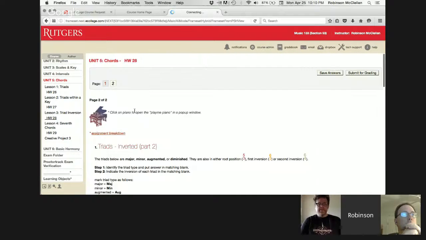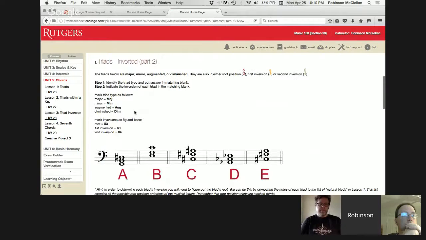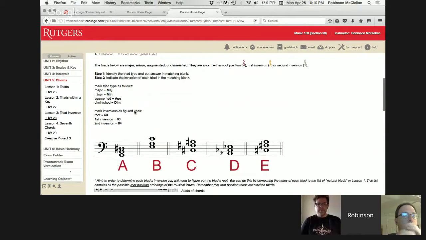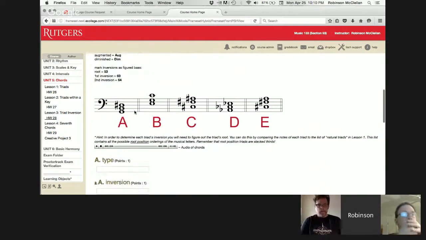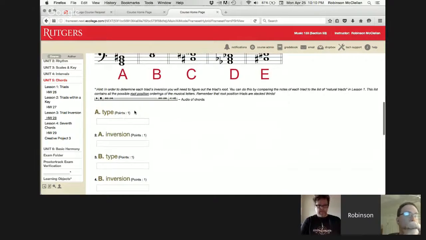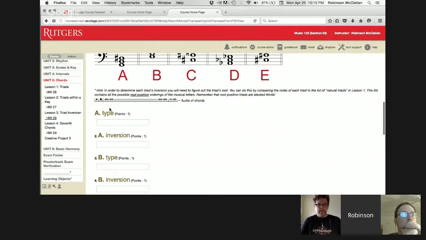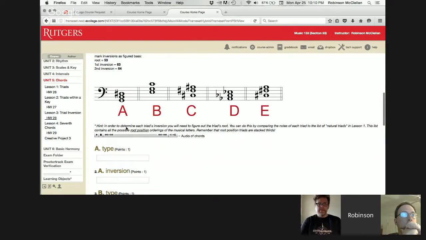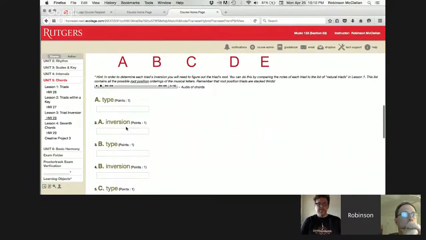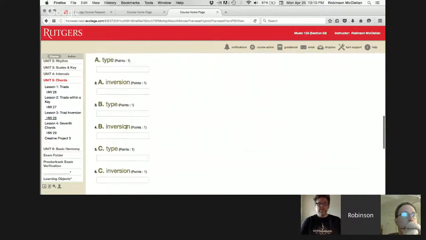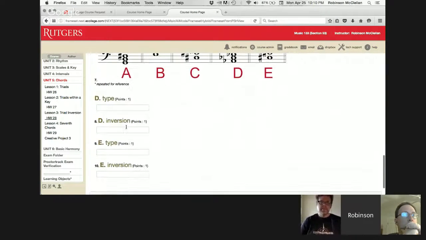Page 2. So I think this is sort of the same task, right? So again, this one starts to mix in some root position, so you have to just be on the lookout for that. So again, put it into root position, figure out the type, put the inversion 5-3, 6-3, or 6-4, and so on. And if you're comfortable with that, you should be just fine.